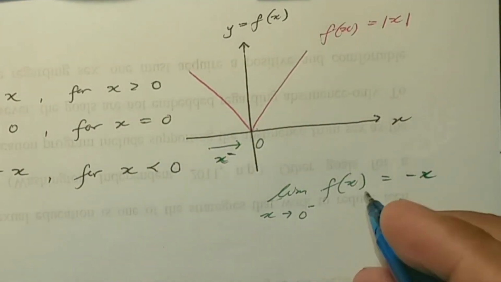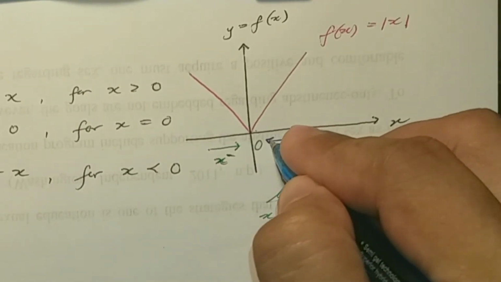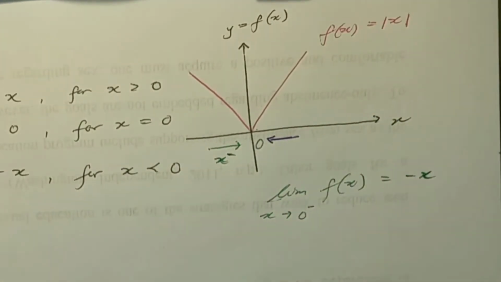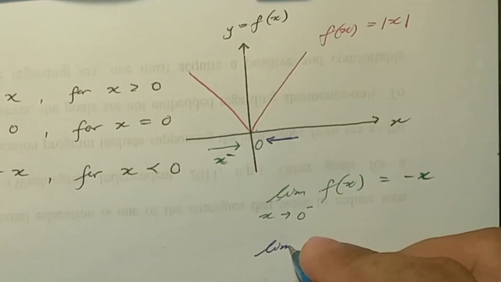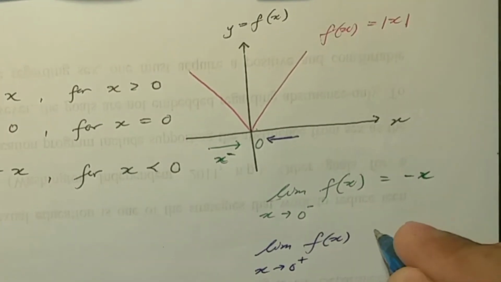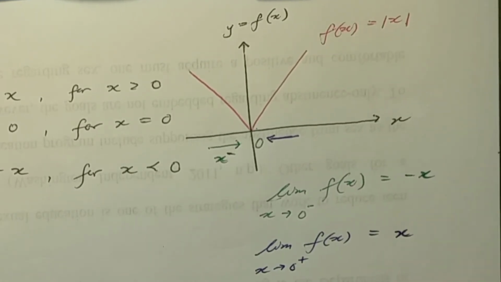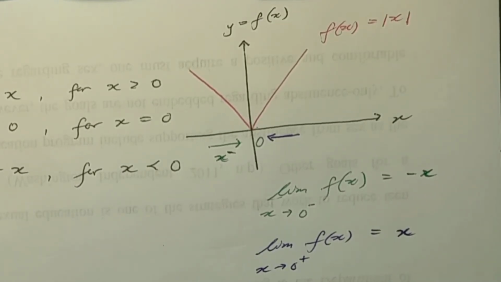Now if we get values of x coming from the right of 0, we write it as the limit of f of x as x approaches 0 plus, all values are positive. Now, recall our knowledge in evaluating two-sided limits or evaluating a piecewise defined function.